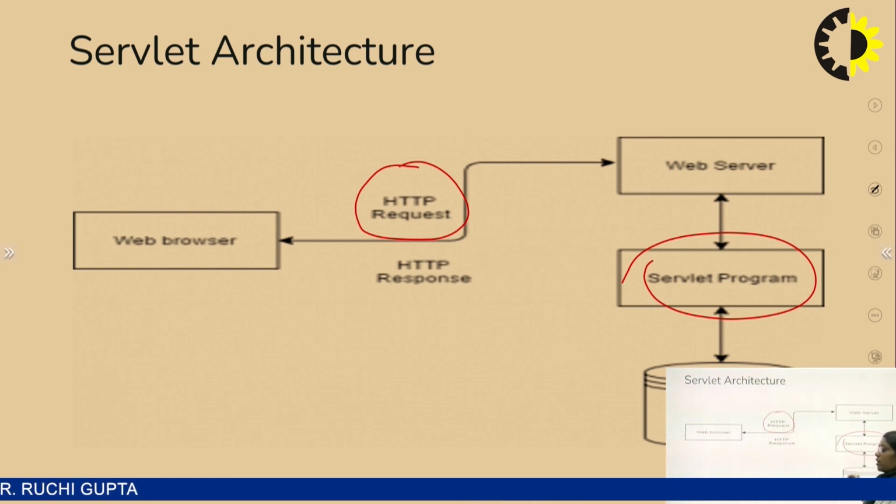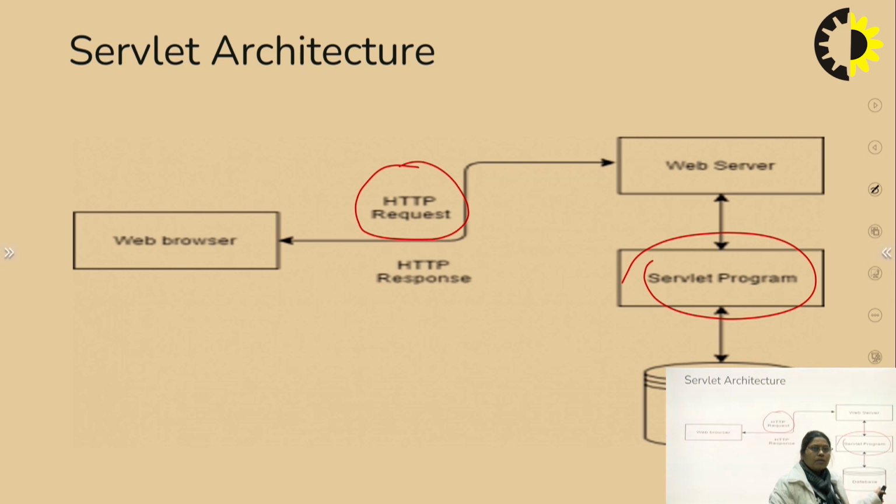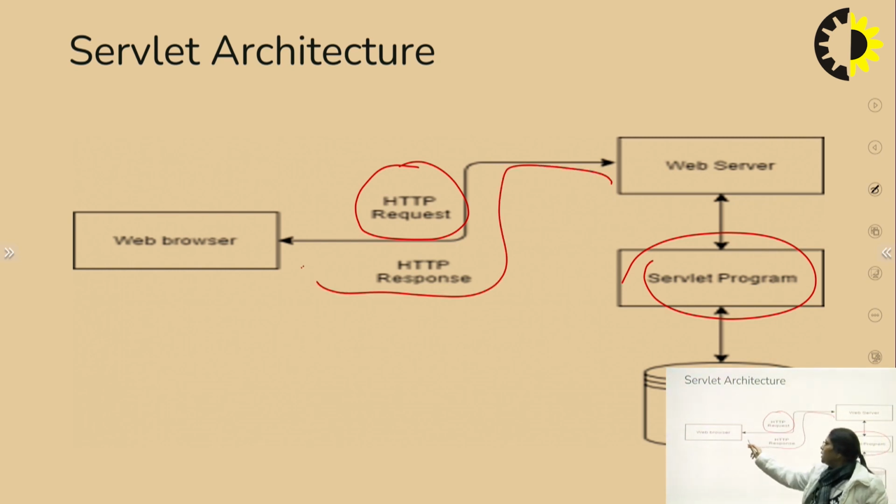Now, if there is a need for data which resides in the database, the servlet is also responsible for fetching or accessing the data from the database. Then it will execute this request on the server, and the response will go back to the client in the form of an HTTP response. Because the request comes in the form of HTTP, the responses also go in the form of HTTP. So this is the whole architecture of the servlet, of how the request and response are received or sent back.